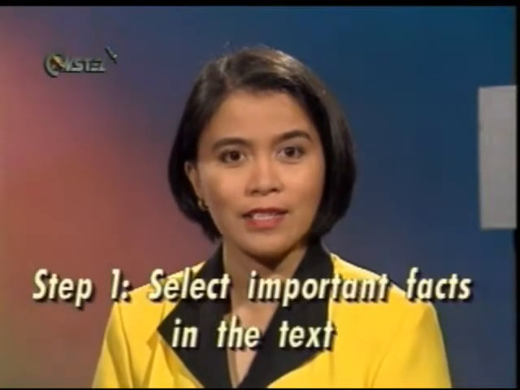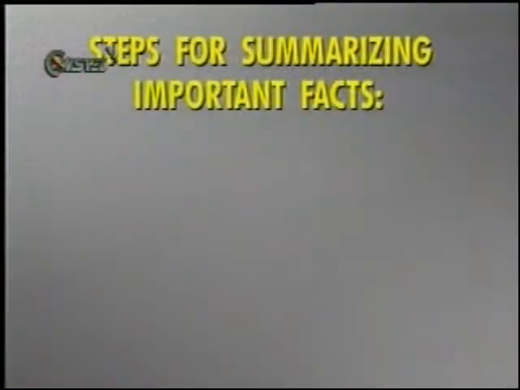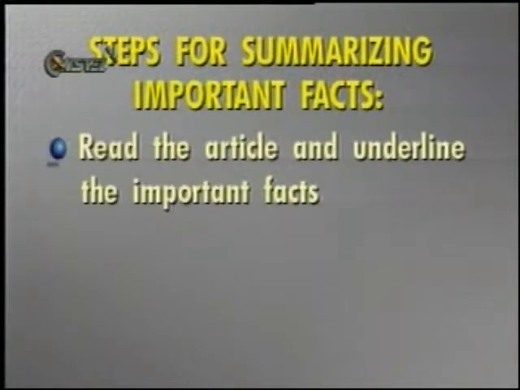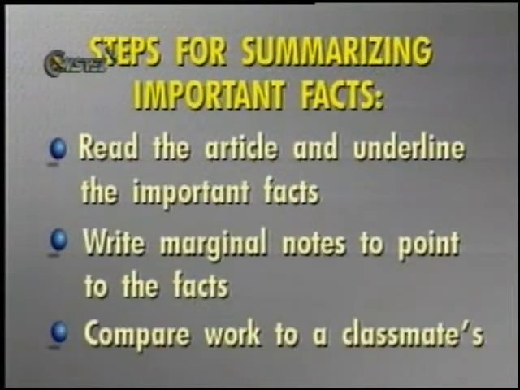What then is the first step in the summarizing process? Step 1. Select important facts in the text. Steps for summarizing important facts. Read the article and underline the important facts. Write marginal notes to point the facts. Compare work to a classmate's.